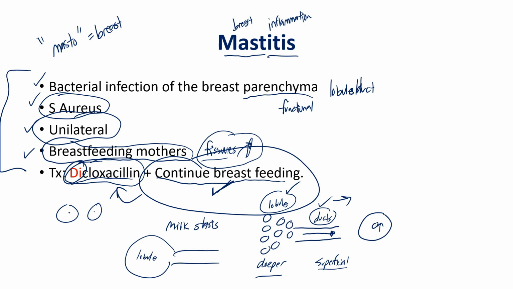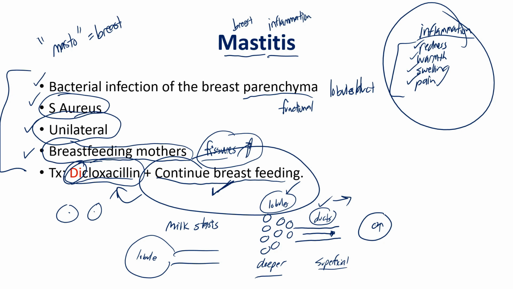For all of these diseases we're talking about, so this is why I went back to mastitis, we're dealing with inflammation. And you have to remember the cardinal signs of inflammation: redness, warmth, swelling, and then pain. Those are the 4 cardinal signs of inflammation. Because these are all inflammatory conditions of the breast, this can be present in every single one of these. So keep that in mind.